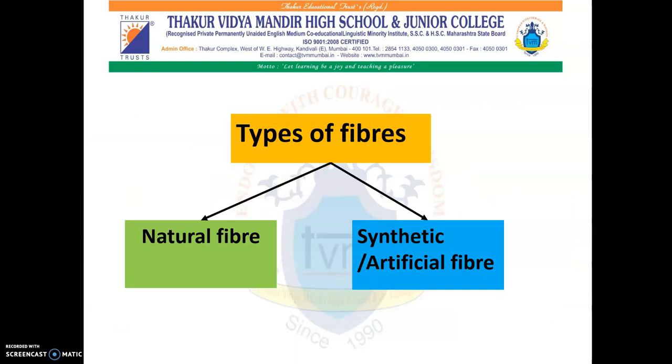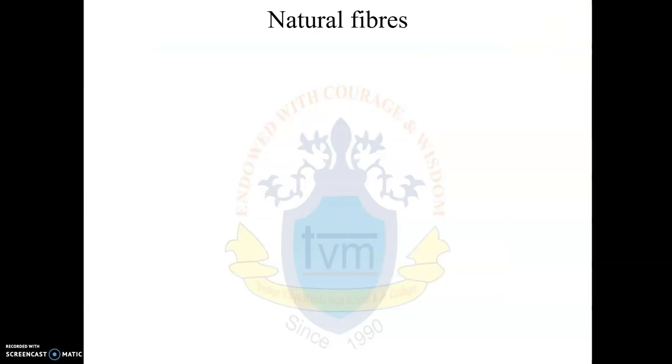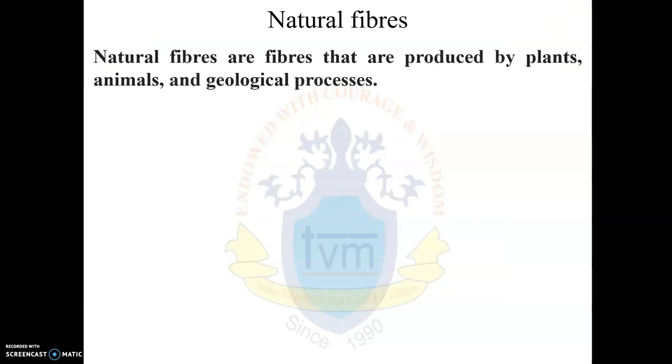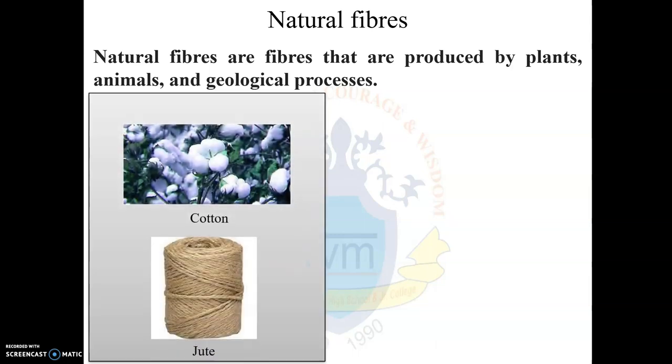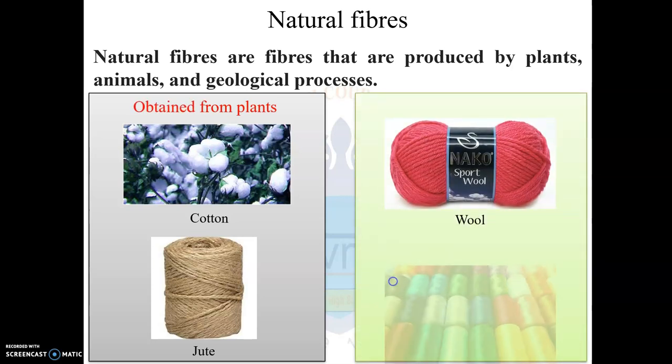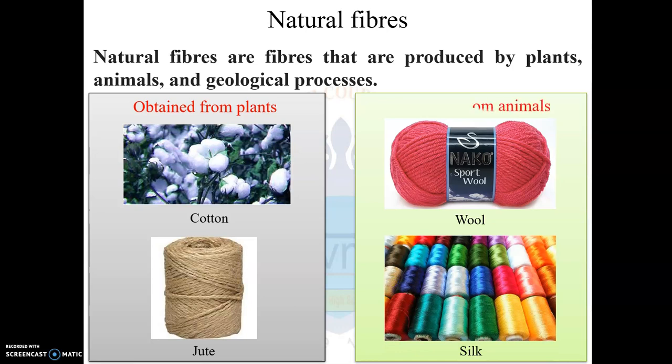Now, fibers are of two types, natural fiber and synthetic fiber. Let us understand what is natural fiber. Natural fibers are the fibers that are produced by plants, animals and geological processes. So, these fibers we get from natural substances like plants and animals. For example, cotton and jute. These fibers are obtained from plants. Whereas wool and silk, these fibers are obtained from animals. So all these are the examples of natural fibers.